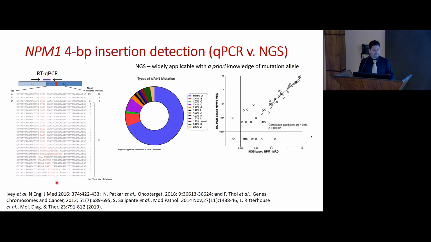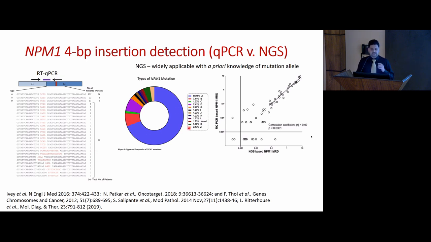For NPM1, the most common way to detect the mutation was by qPCR. This is a famous paper by Adam Ivey which showed this. We developed an NGS MRD assay. The problem here is that every one of these mutations requires a separate type of real-time PCR, which is crazy. Type A, type B, type D, all of them. These are the most common ones, but there are more than 50 different mutations.